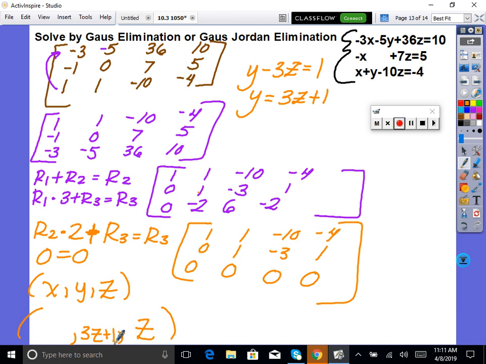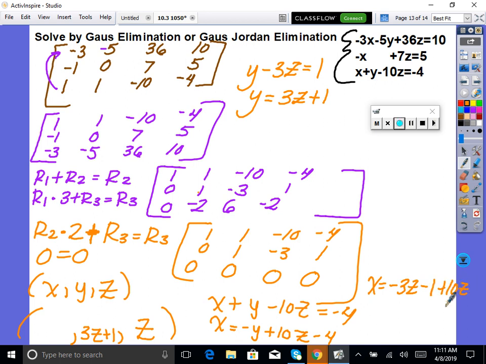And then x, let's go back to here. We have x plus y minus 10z equals negative 4. So then we would have x is equal to, I'm going to subtract y, everybody, and add 10z, and then I still have minus 4. But now y isn't y, right? Now I'd make sure I distribute the negative, so I have x is equal to negative 3z minus 1 plus 10z minus 4. So won't that be 7z minus 5? Yeah.